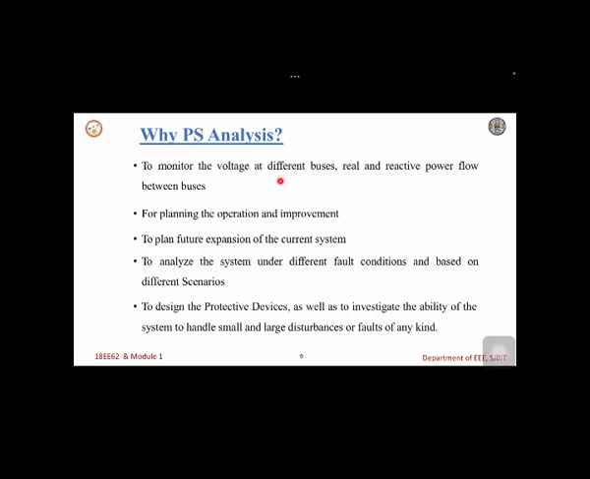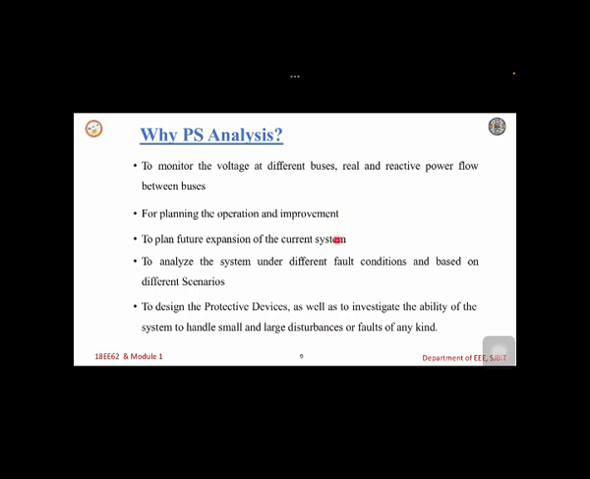For example, how much the transmission lines are overloaded, what is the present loading, how much is the generation, how much is the load, and what is the current status of the load. If you know this, then the same information can be used for planning the operation and the improvement of the power system. That means we may increase or decrease the loading condition of the transmission lines. Suppose you are adding a line or a transmission load, whether the present system can withstand it or not, we understand.